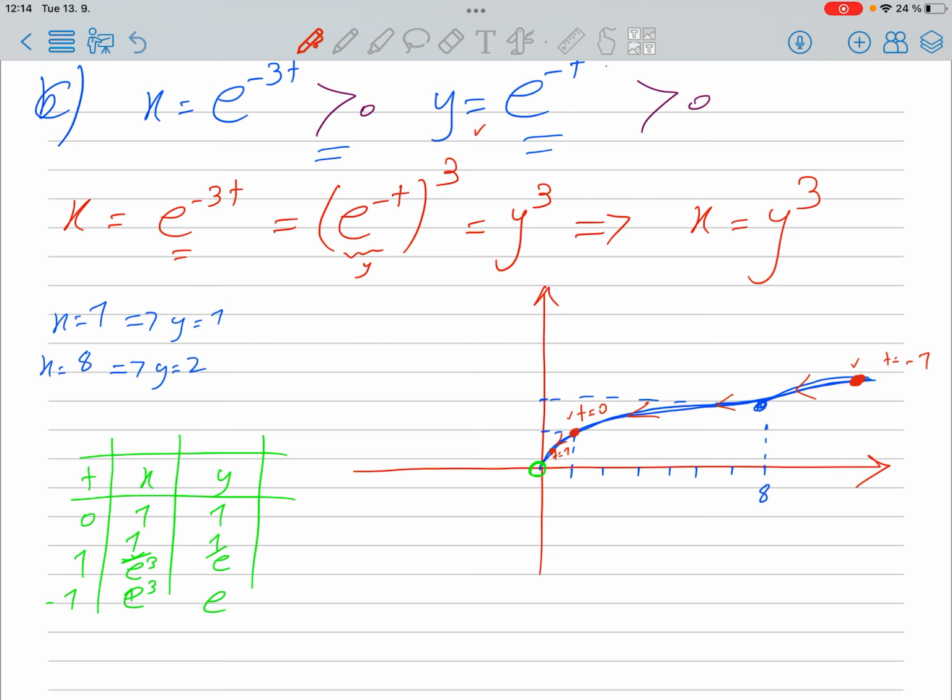that one, right? So I hope that this video is helpful for those of you who had a problem with indicating the direction of parametric curves. Thank you very much for your attention.